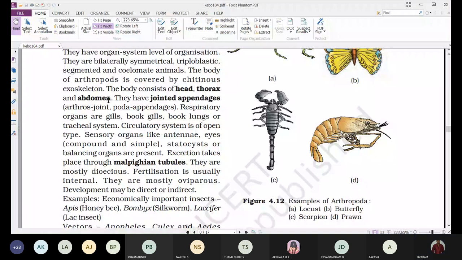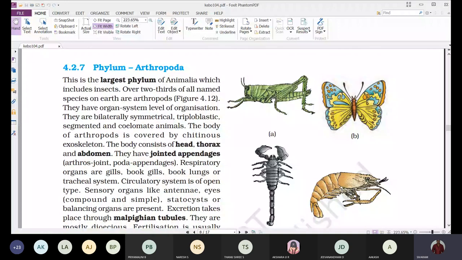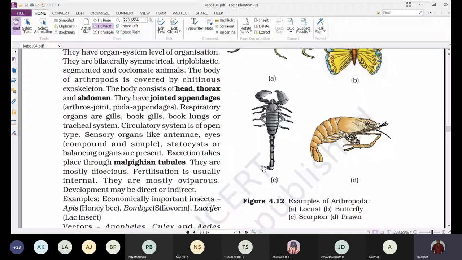Any part of the organism, you can see the legs of a grasshopper, the legs of a butterfly, the legs of a scorpion, the appendages of a prawn. Any organism, even cockroaches, insects, mosquitoes, flies, anything included in Arthropoda, all of them have jointed appendages.